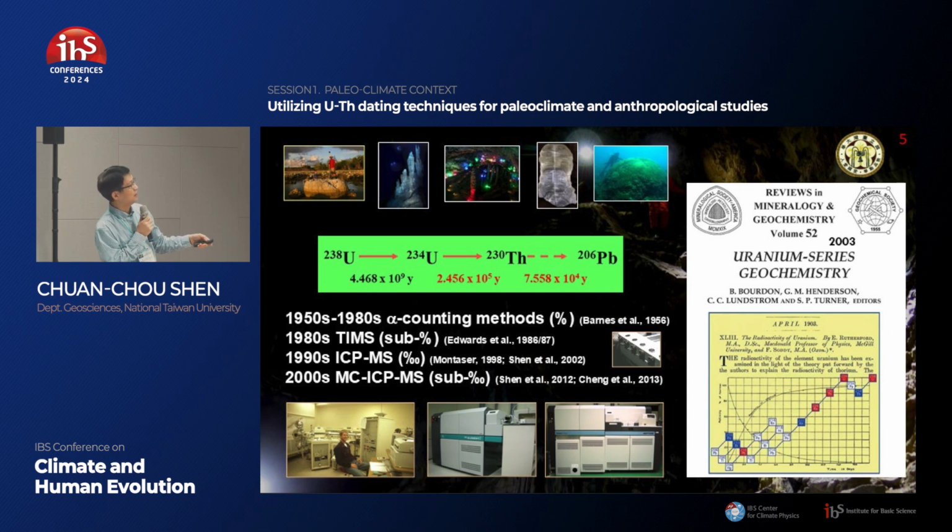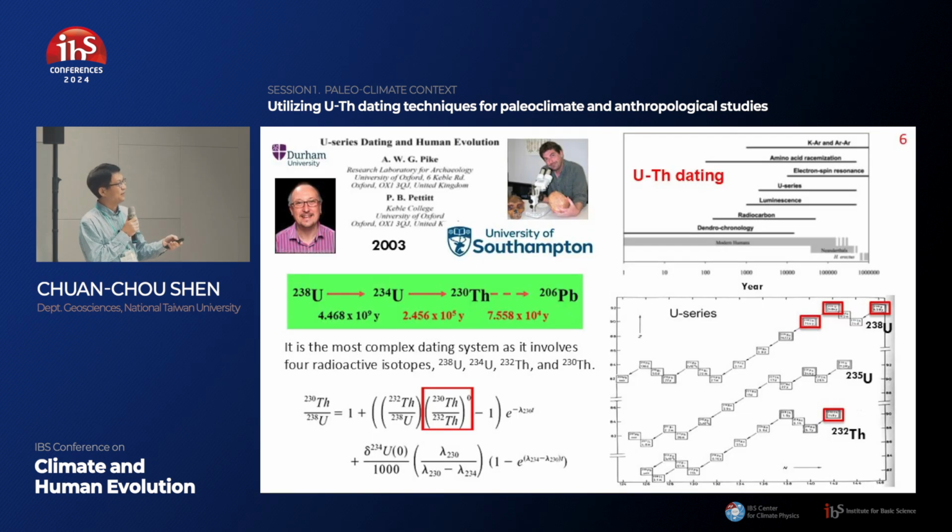For a summary of uranium thorium dating applications, in this book published in 2003, here is a chapter about it. The title is Uranium Series Dating and Human Evolution. This is some dating methods listed in this chapter. The uranium series here means uranium thorium dating. The datable age is from 1,000 to like 300,000, 400,000 years. This was published in 2003.